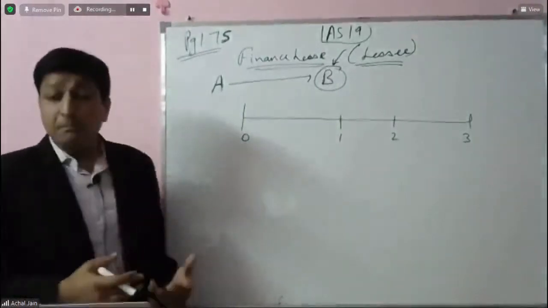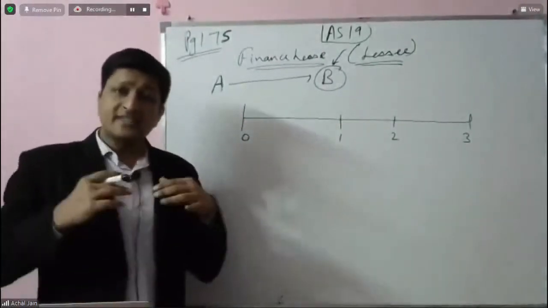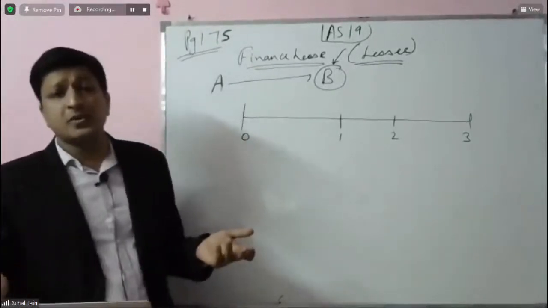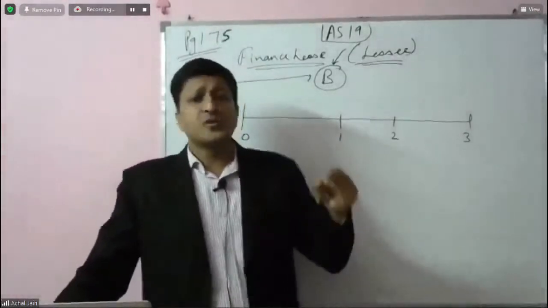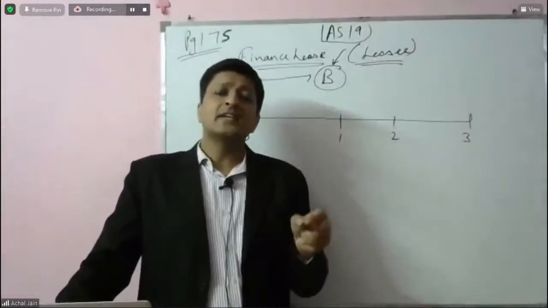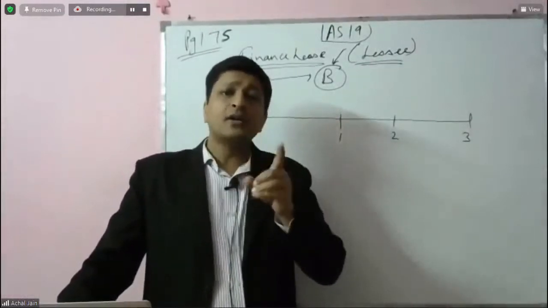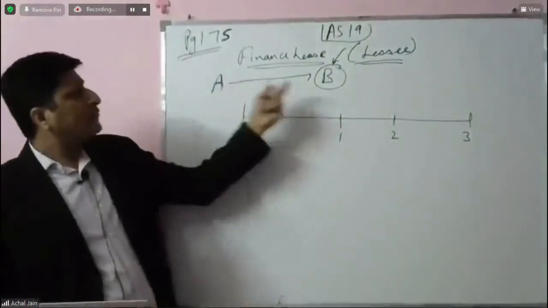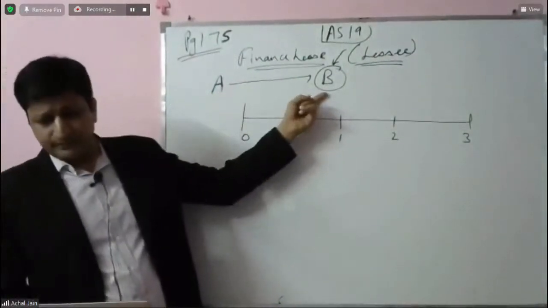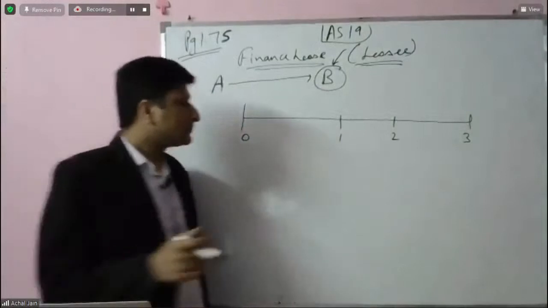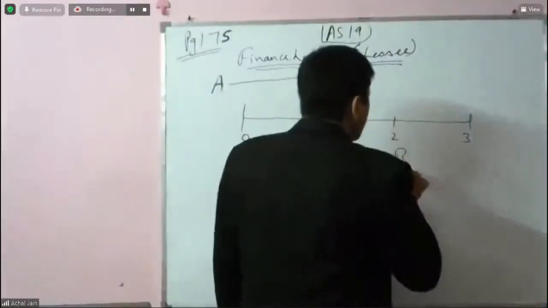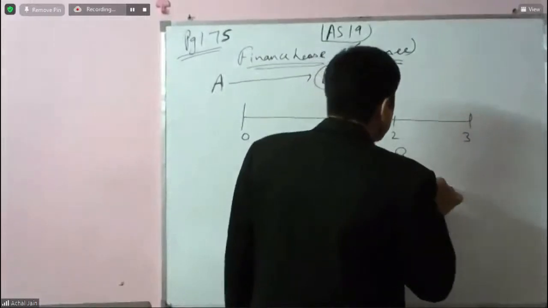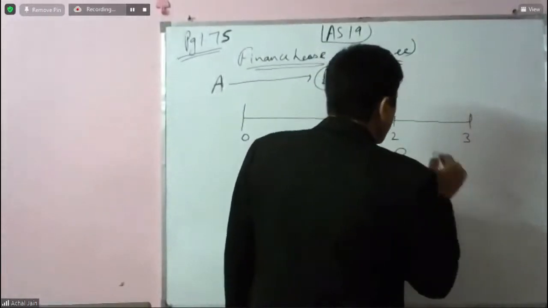It's B who will have the risk and rewards attached to the asset. That's why B will record the asset in its books. And you may be thinking, how is it possible, sir? It's possible. In case of a finance lease, A will not record the asset. In any case, we are not talking about accounting of A. We are talking about accounting of B. So B will record the asset in its books.